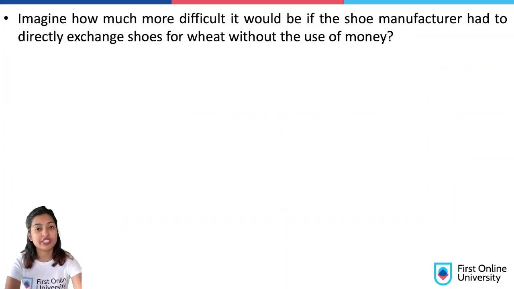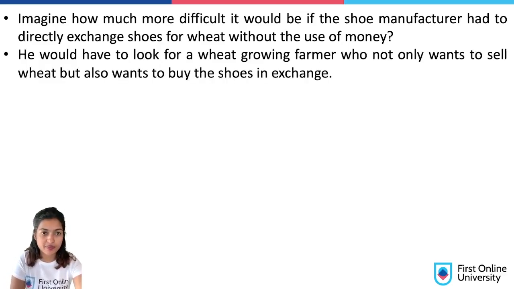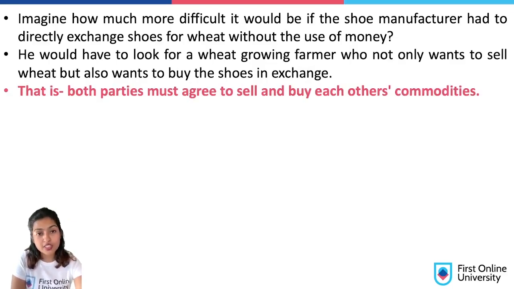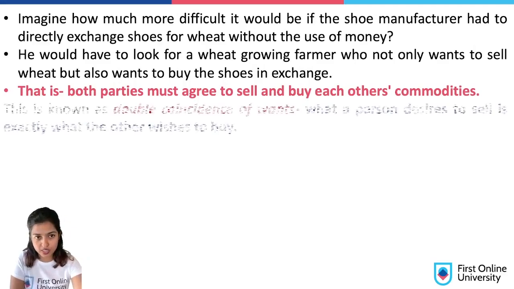Imagine how much more difficult it would be if the shoe manufacturer had to directly exchange shoes for wheat without the use of money. He would have to look for a wheat growing farmer who not only wants to sell wheat but also wants to buy the shoes in exchange. That is, both the parties must agree to sell and buy each other's commodities, which is a very rare occasion that we can find in today's world.